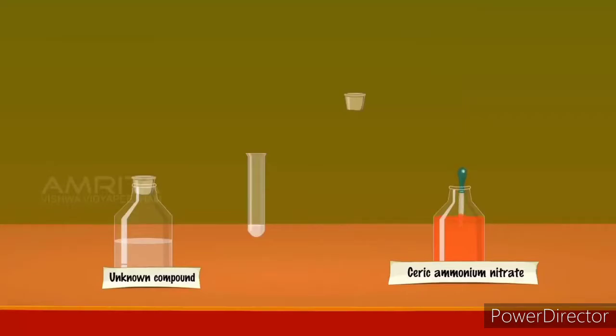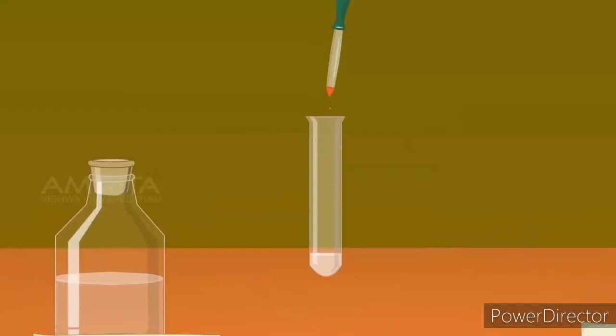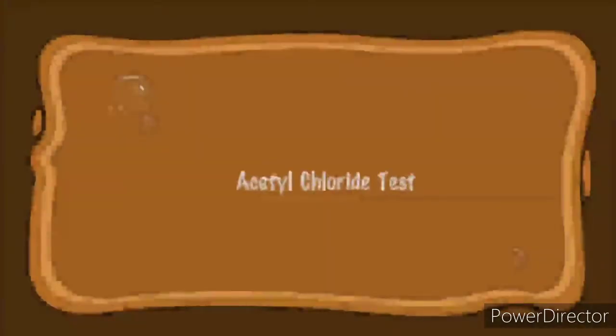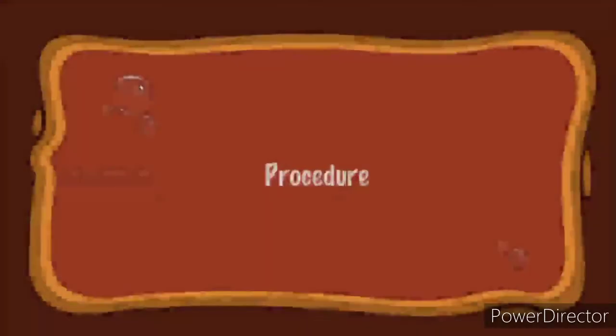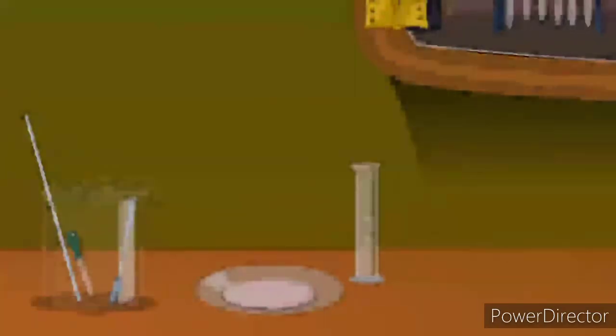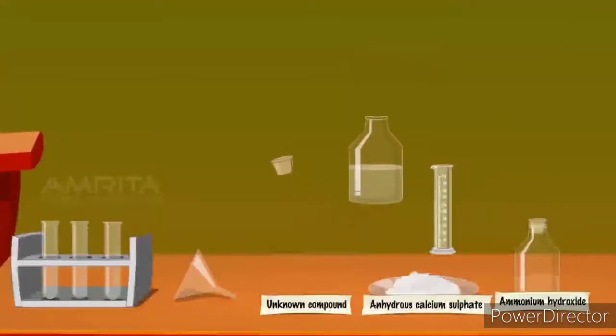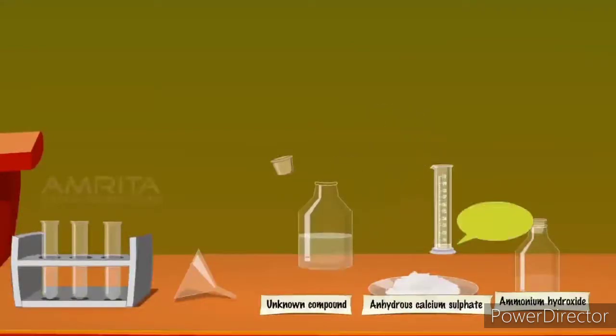Add few drops of ceric ammonium nitrate reagent into it. Shake well. Alcoholic compounds on reaction with ceric ammonium nitrate give a red coloration due to the formation of alkoxycerium(IV) complex. Acetyl chloride test. Procedure. Take a measuring jar. Pour 1 ml of the given unknown liquid into it.